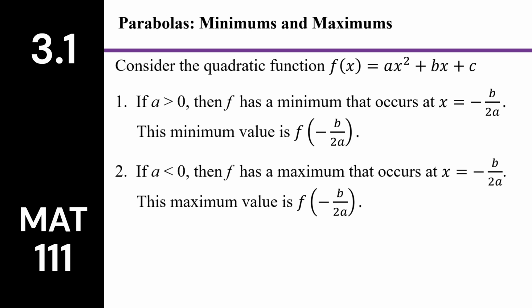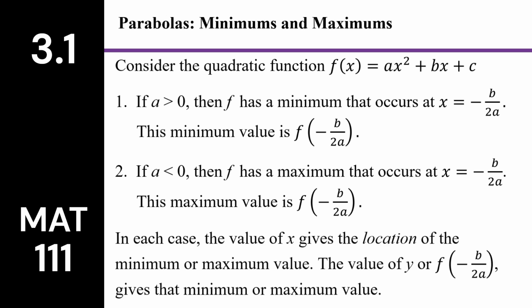When a is less than 0, the parabola opens downward, so the function will have a maximum value that again occurs at x equals negative b over 2a, and that maximum value will be the function's value at negative b over 2a. In each case, the value of x gives the location of the maximum or minimum, and the value of y, or f of negative b over 2a, is the minimum or maximum value.